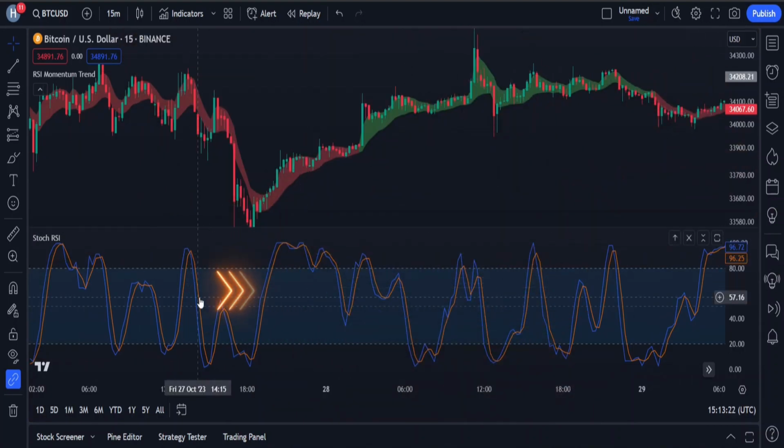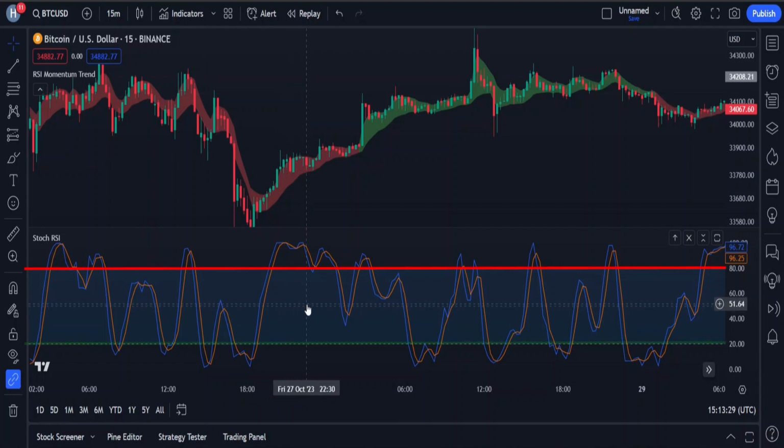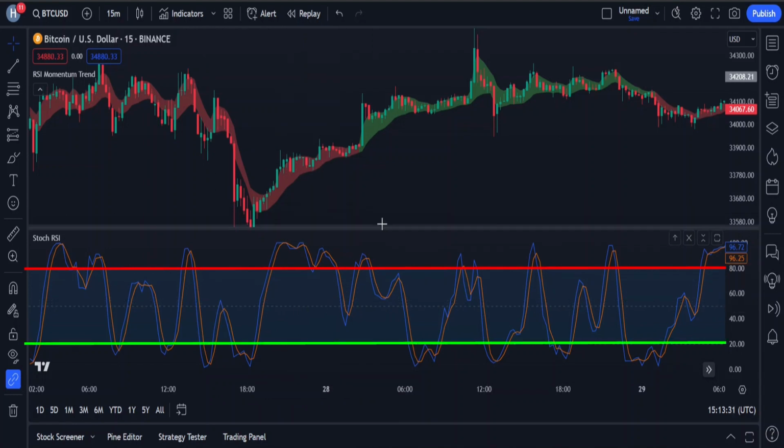We can see this indicator consists of a red line and a blue line, an upper band and a lower band. The upper band line is set at the 80 level, while the lower band line is set at the 20 level.